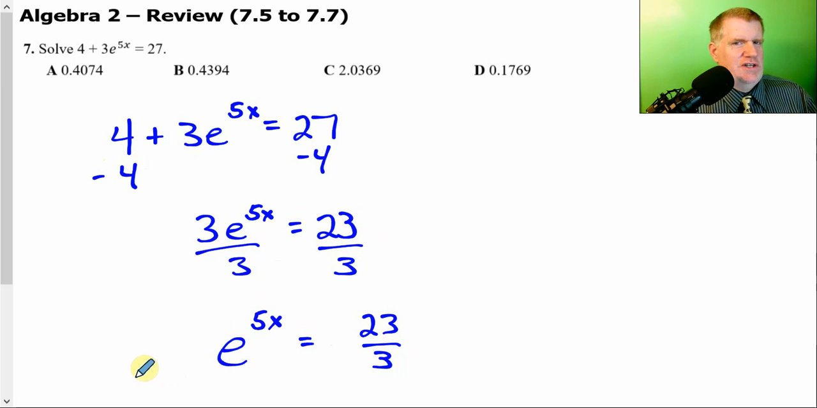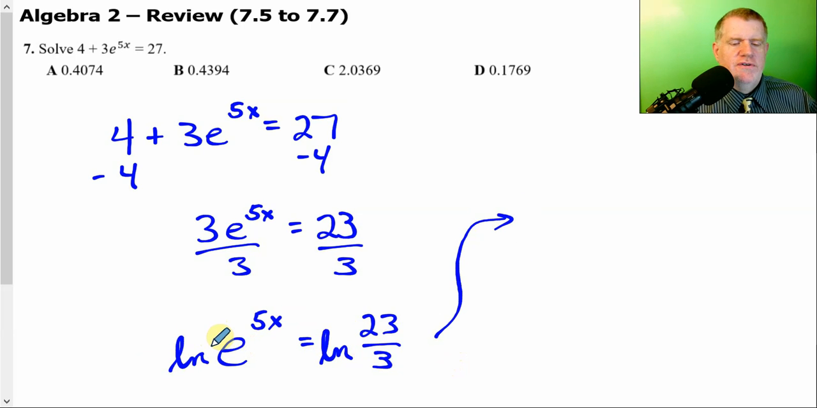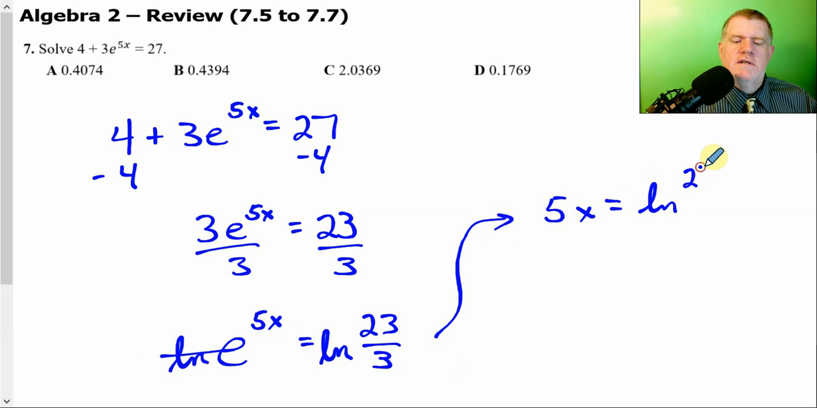Now, the easiest thing to do here, since we're using an e, remember what the inverse of e is? It is the natural log. So if I take the natural log of both sides, something wonderful happens. Natural log of e equals 1. The 5x comes in front. That's the equation that we end up getting.